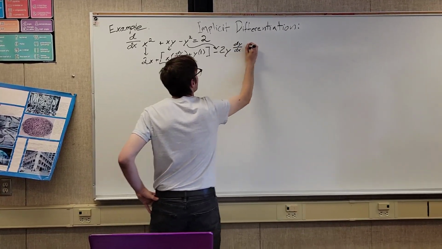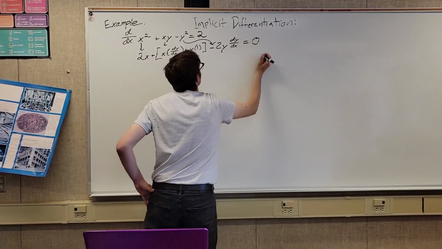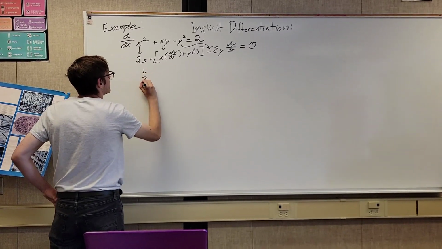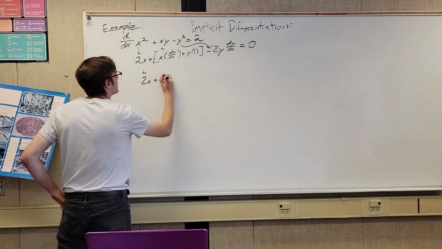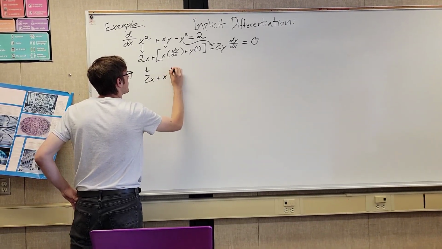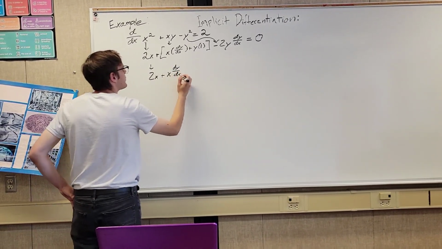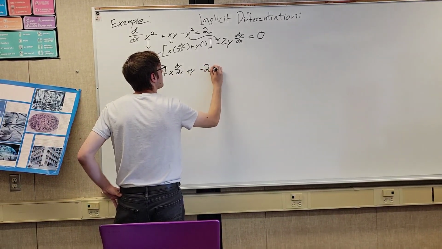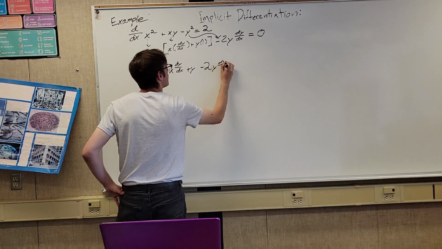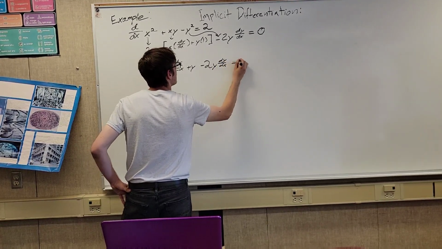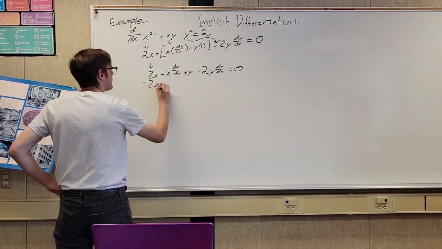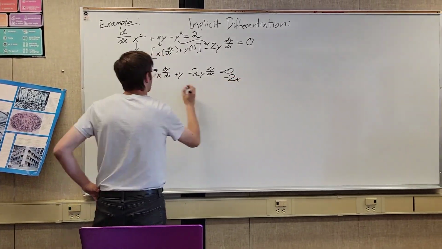From here, we rewrite the problem so it's easier to visualize and move everything without a dy dx to the other side of the problem. With our new problem of x dy dx minus 2y dy dx equals negative 2x minus y, we factor out the dy dx from the left side of the equation and divide what remains over to the other side, which results in dy dx equaling negative 2x minus y over x minus 2y.